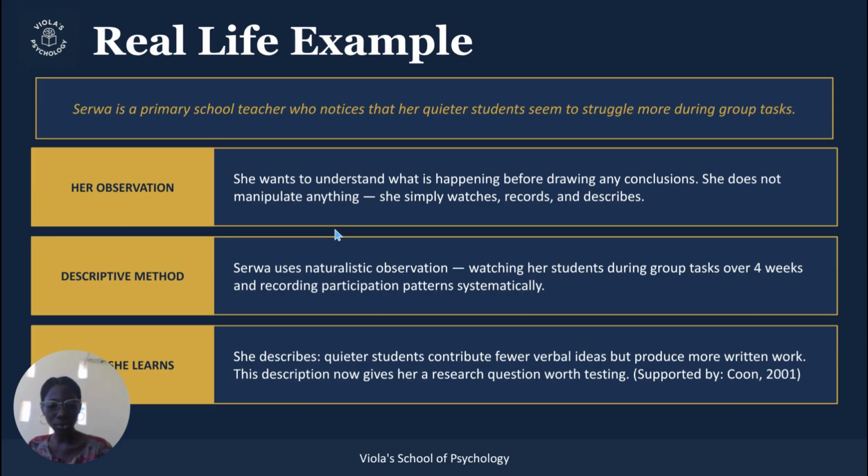So now a meaningful research question like, why does this difference exist between her quieter students and her non-quiet students? Why does it exist, right? Then maybe another question will be, is it introversion, is it social anxiety, or is it a learning style preference? Okay, so now there is this wondering. She's now wondering what is going on.